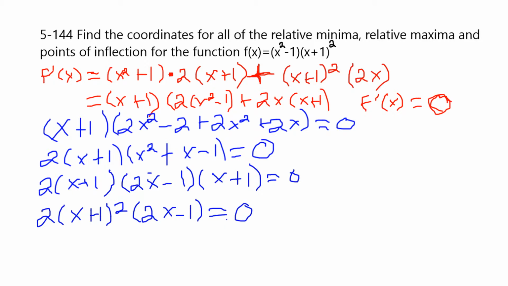So we have x plus 1 equals 0, and 2x minus 1 equals 0. So x equals negative 1, and x equals positive 1/2 because we've added a 1.